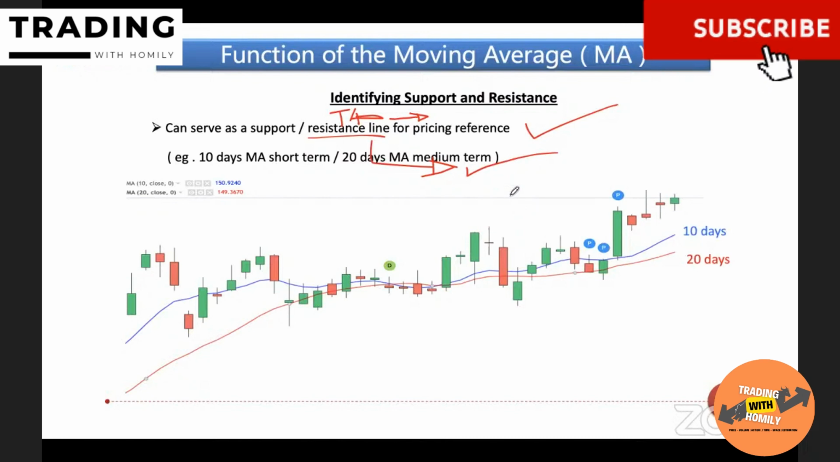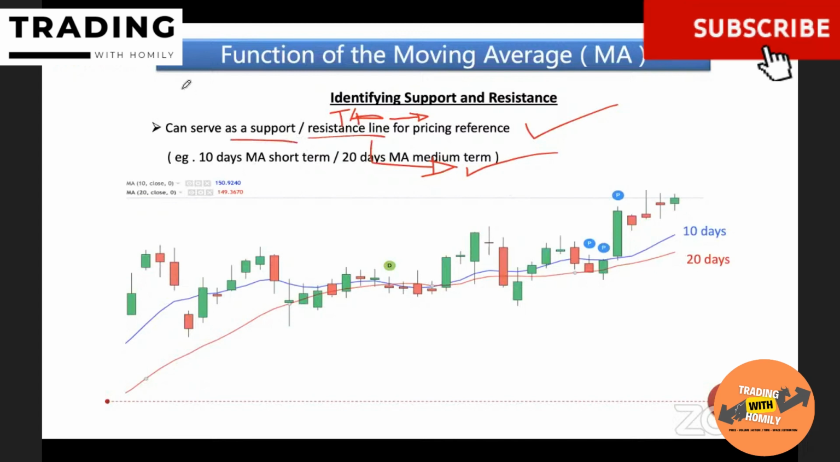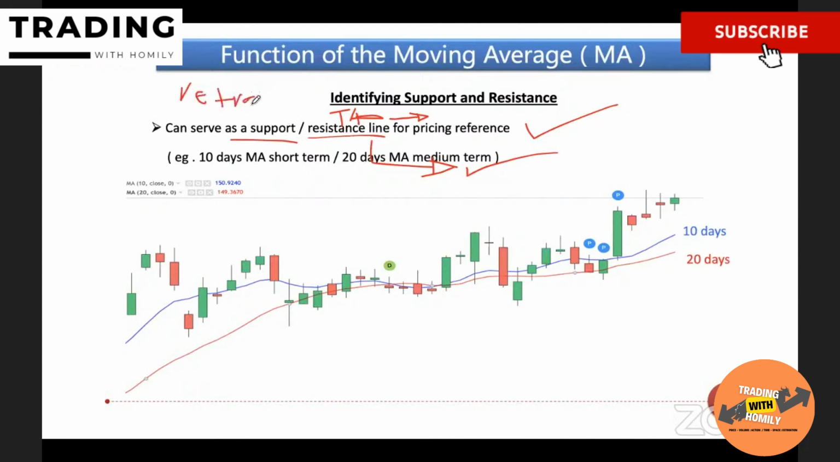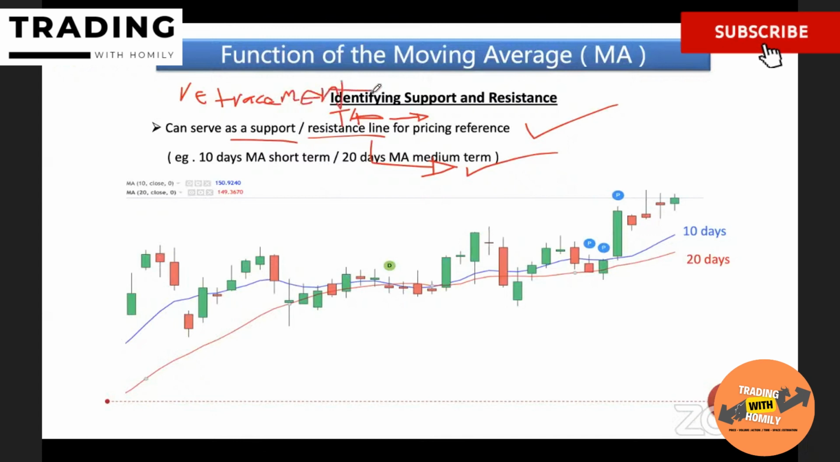So, to give an example like this one, that's how you use a resistance, but support more often than not is actually a retracement. I see it as a form of retracement. It doesn't mean that when I see support, I go and collect. If you want to collect, you must identify at what stage you are collecting at support.